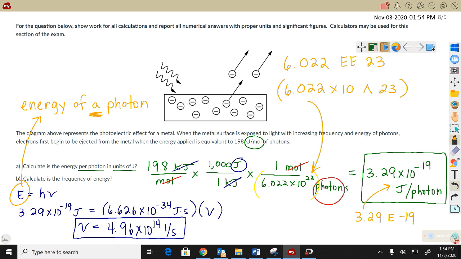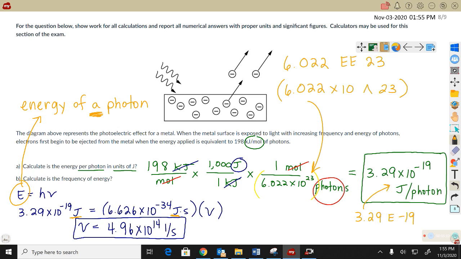Of a photon. That's only the energy of one photon. So I wouldn't be able to just jump to part B using 198, because that Planck's constant needs to reference the correct energy value, and it needs to be per photon. But now that I've corrected for that, I've got it in joules, which again, it has to be in joules because Planck's constant is in joules. So these units need to jive, and then it's per photon.